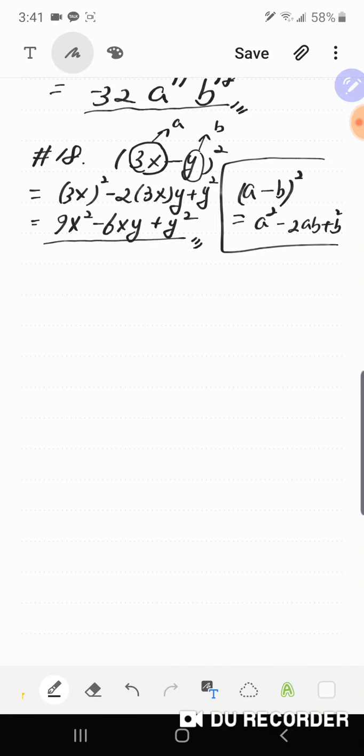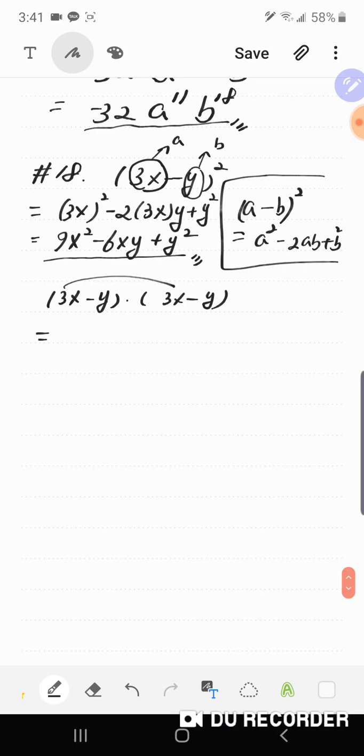Or you can do it this way. If you are not sure about the formula, then you can multiply the base twice. Then use the FOIL method. So 3x times 3x is 9x². Multiply the outer terms, then minus 3xy. Multiply the inner terms, then minus 3yx. yx can be written as xy.